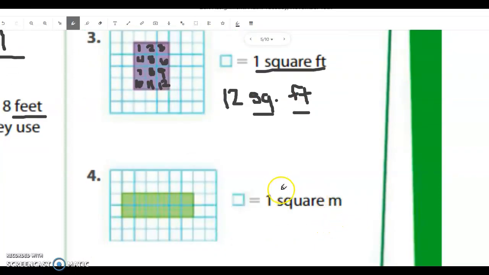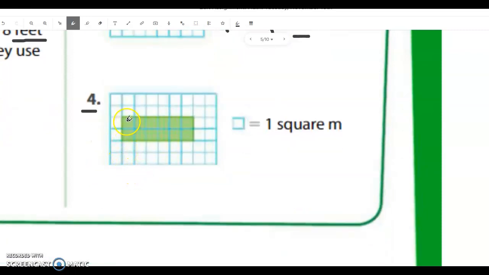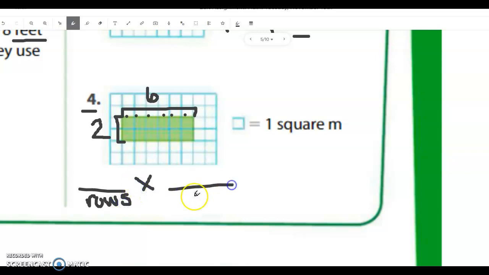For number 4, let's practice the second way by using an array and multiplication to find the area. To use an array, we count how many rows, 2 rows, and how many columns, 1, 2, 3, 4, 5, 6, 6 columns. We can multiply the rows times the columns to equal the area.